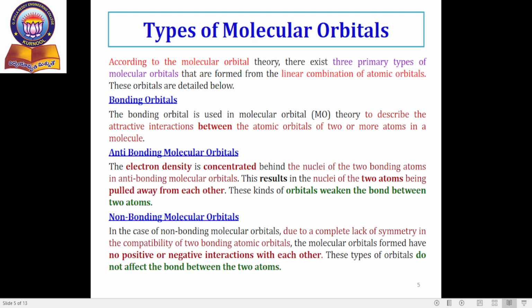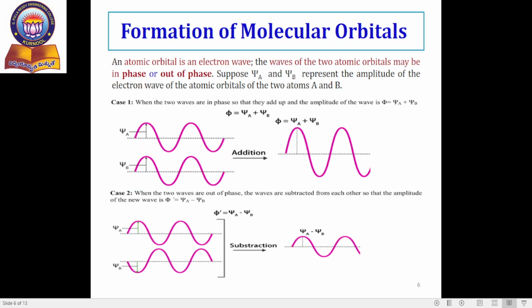Non-bonding molecular orbitals. In the case of non-bonding molecular orbitals, due to a complete lack of symmetry in the capability of two bonding atomic orbitals, the molecular orbitals formed have no negative or no positive interactions with each other. These types of orbitals do not affect the bond between the two atoms. Formation of molecular orbitals. An atomic orbital is an electron wave.